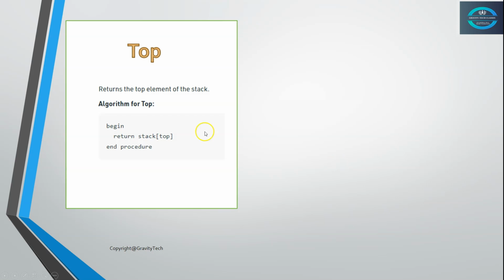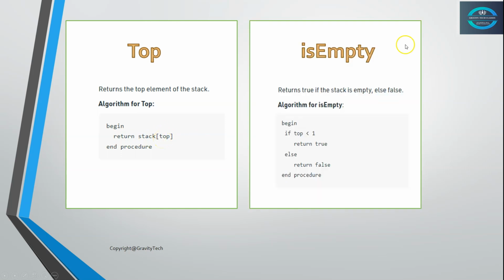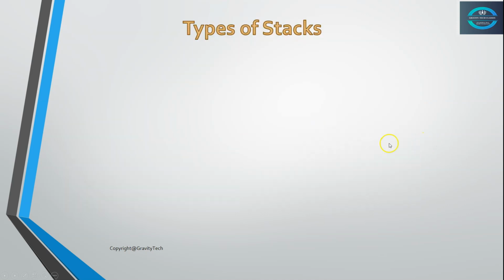Now, what will the top function do? It will simply return the top element of the stack. Correct. Now isEmpty will check whether the stack is empty or not. If top is less than one, then return true, otherwise false. Correct.